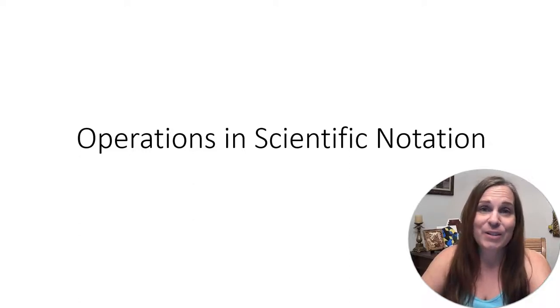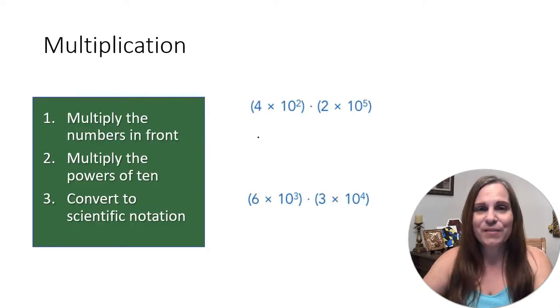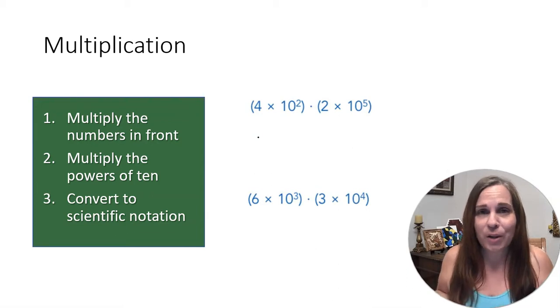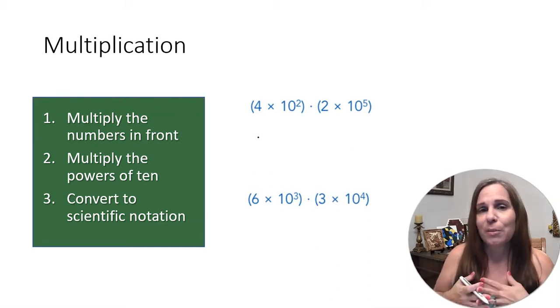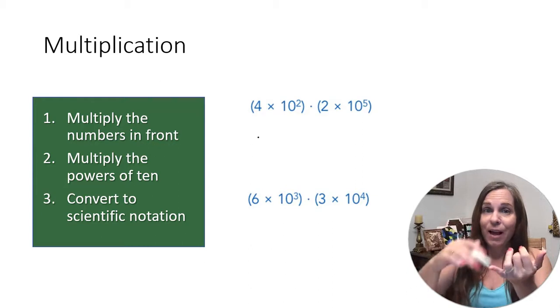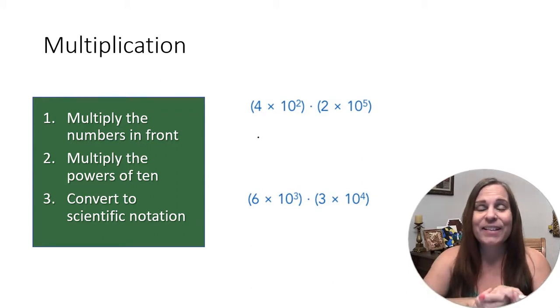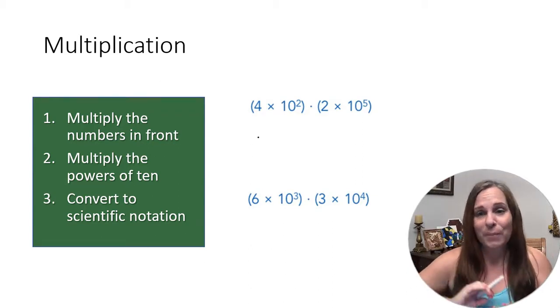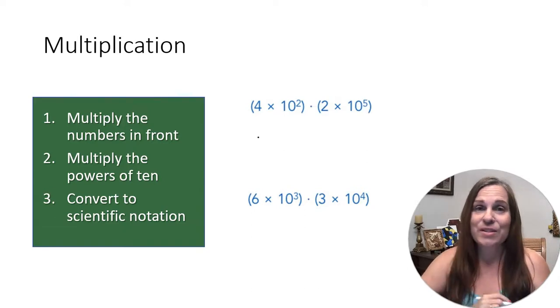Operations in scientific notation. So scientific notation is just a different way of writing a number, right? So just like regular numbers, we can add, subtract, multiply, and divide. So we're going to look at those 4 basic operations with numbers in scientific notation.